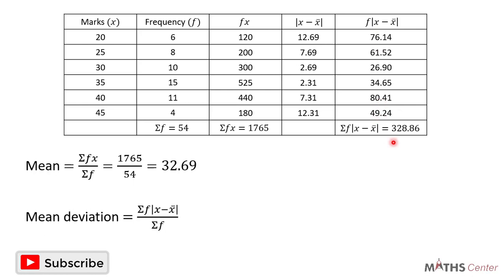When we add all of them, you have 328.86. So we can now find the mean deviation. The mean deviation will be equal to 328.86 divided by 54. And this will give us 6.09. So the mean deviation of the distribution is 6.09. Let's consider another question.